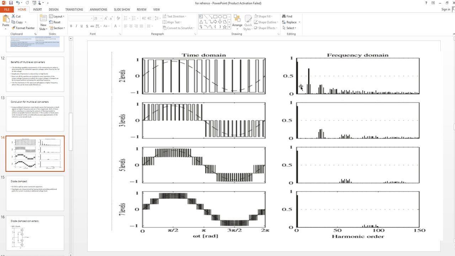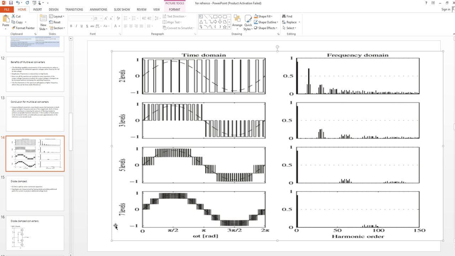So we see here in the frequency domain FFT analysis that our fundamental switching frequency is 50 Hz, and in a two-level converter we are getting more harmonics near the fundamental frequency. If we increase the levels, let's say a three-level converter, we see that the amplitude of these harmonics reduces. And if we further increase the levels, such as the 5-level waveform of the 5-level converter, we see that the harmonics are almost near the fundamental frequency, but they are of very low magnitude.